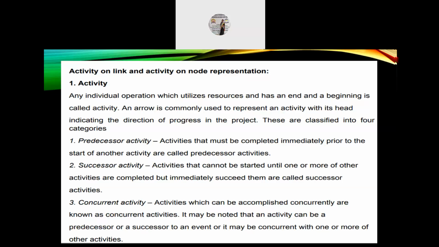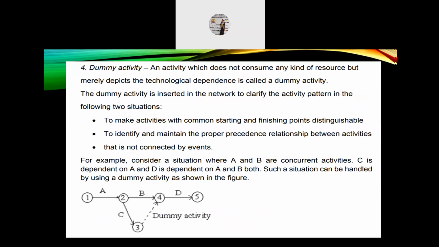The first one is predecessor activity. Activities that must be completed immediately prior to the start of another activity are called predecessor activities. Second, successor activity. Activities that cannot be started until one or more of other activities are completed but immediately succeed them are called successor activities. Third, concurrent activity. Activities which can be accomplished concurrently are known as concurrent activities. It may be noted that an activity can be a predecessor or a successor to an event, or it may be concurrent with one or more of the other activities. This predecessor, successor, concurrent distinction is the same as we have discussed earlier in the previous slides. Finish to start, start to finish is almost the same.